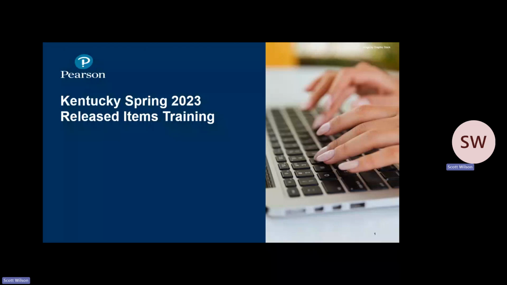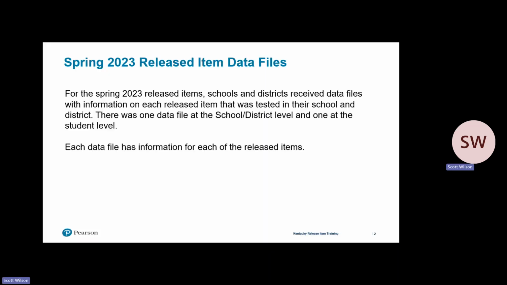I am going to walk you through the Kentucky Spring 2023 Released Items Training. So for Spring 2023, similar to 22, you will receive released item data files. These data files will be posted to Pearson Access Next, and you will be able to access them there. There is a school and district level file and one at the student level. Each of these data files has the information on all of the released items.